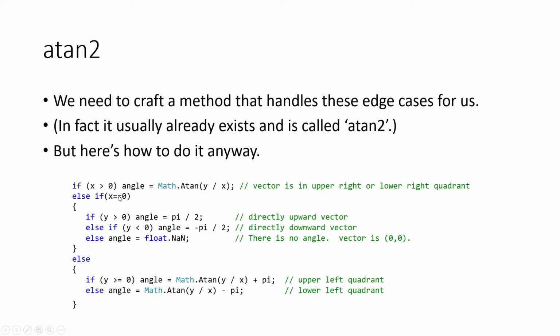But if x is exactly 0, then it's either pointing straight up or down or something's wrong. If x is 0 and y is greater than 0, that means it's pointing straight up. 0, 1, for instance, pointing up the way.